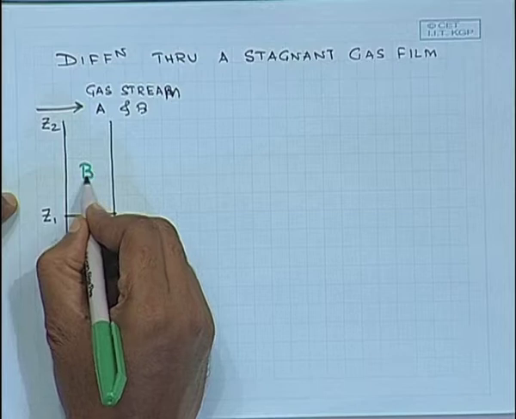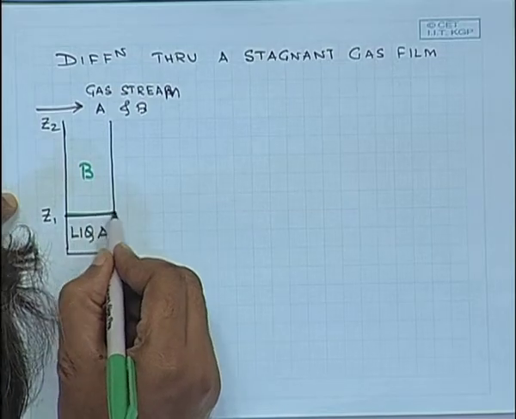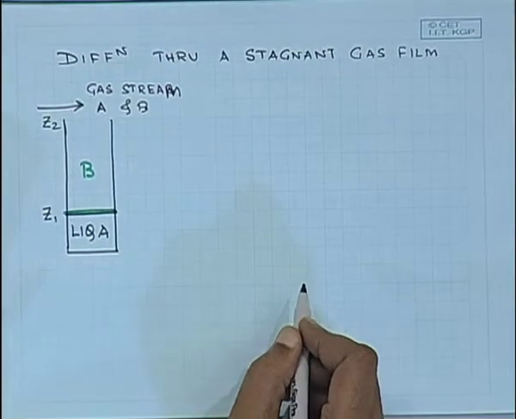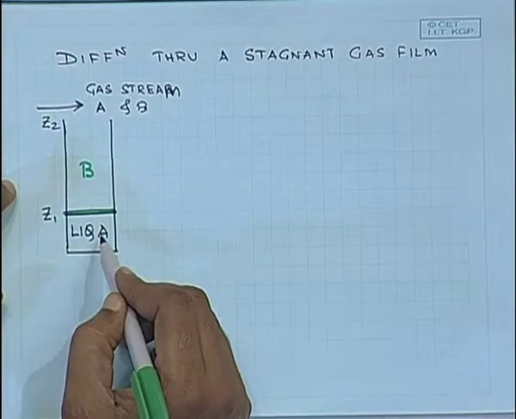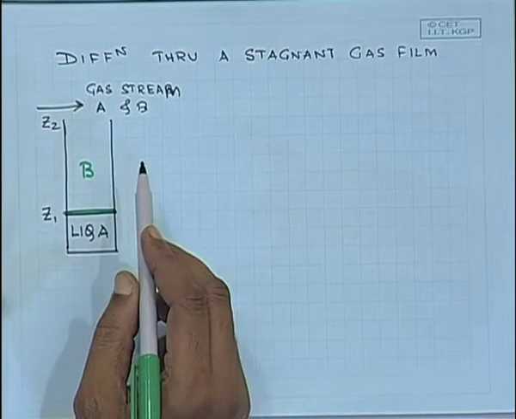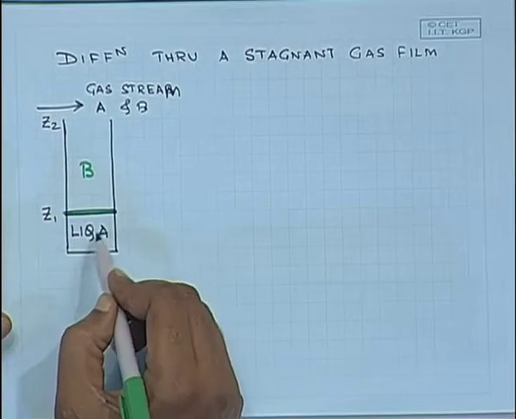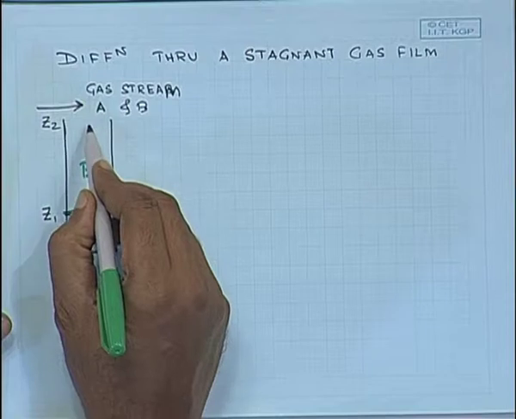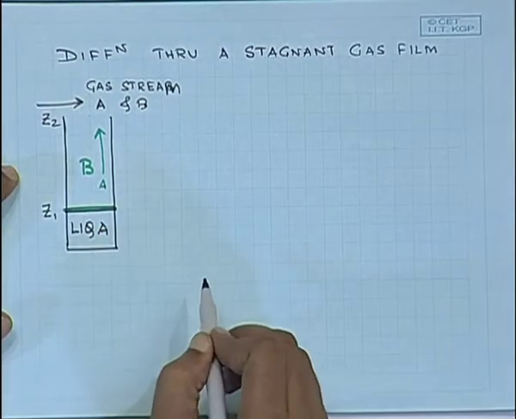Initially, I have B present everywhere in the system. This was closed by a cover, and after some time, what I do is I remove this cover. A is a volatile liquid. Immediately A will start vaporizing into B. Let us say B is simply air, and I have benzene present in here. I remove this one, and benzene molecules will go into air, and it will travel through this layer towards the top. So, the benzene molecules will travel in this direction.